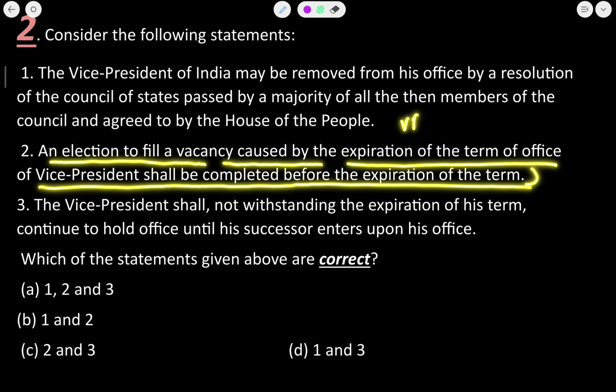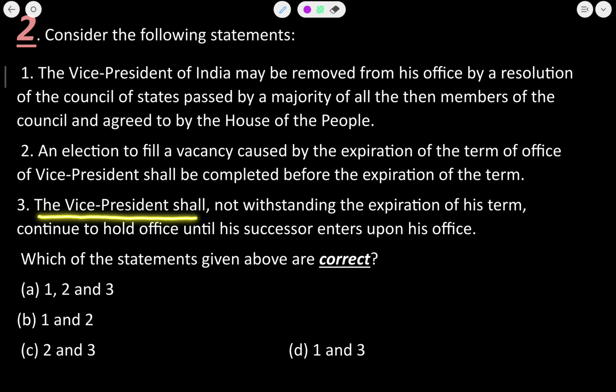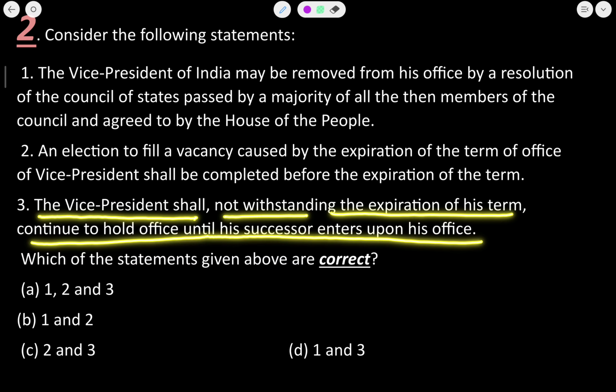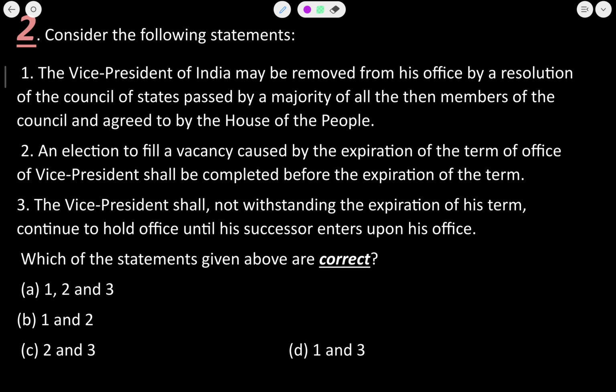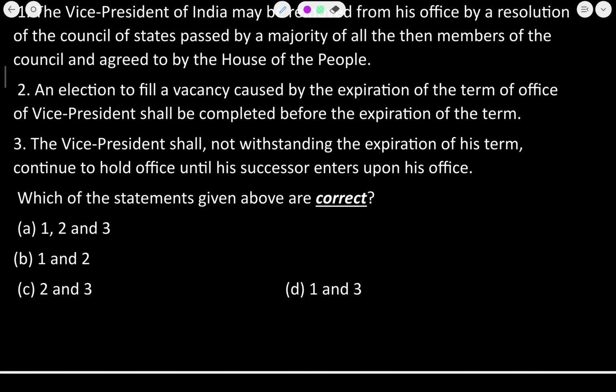Yes, Vice President के tenure के expiration से पहले the election to fill the vacancy has to be done. Third, the Vice President shall, notwithstanding the expiration of his term, continue to hold office until his successor enters upon his office. I already told you this. The vice president can continue to hold his or her office beyond the term of 5 years until his or her successor holds the office. Okay. So all of the given statements here are correct. Correct answer is 1, 2 and 3.